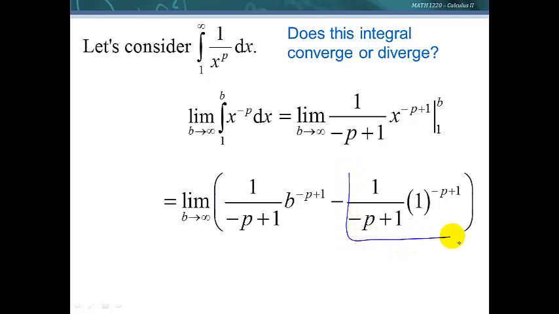Now let's have a look here. Looking at this piece, p will be fixed. We will determine a p. It will be a constant. So everything in this piece is a constant. So this piece will be a constant.